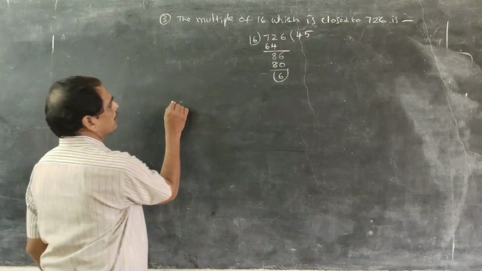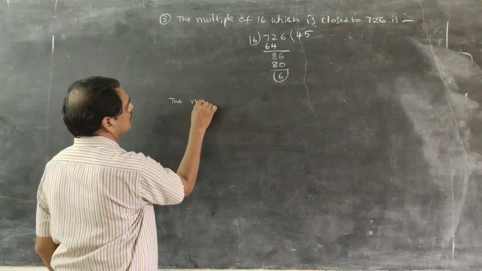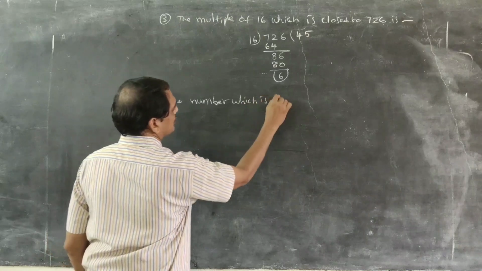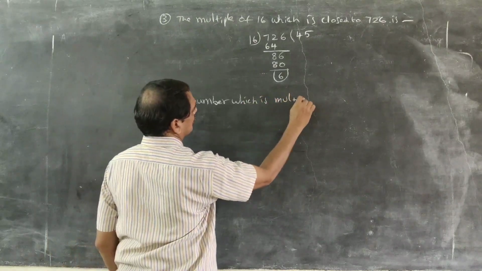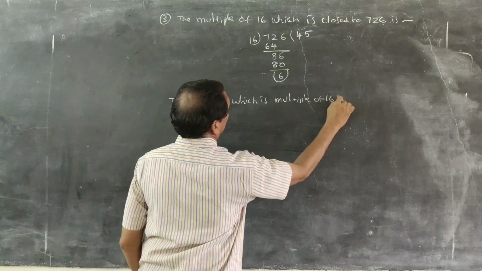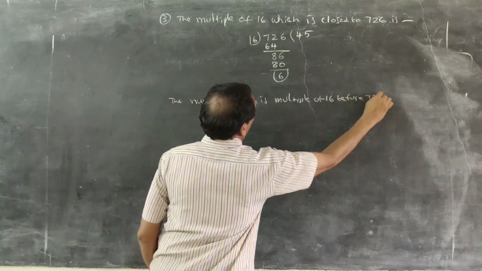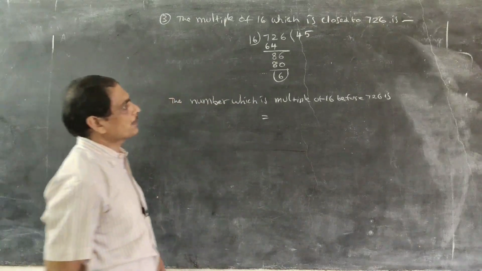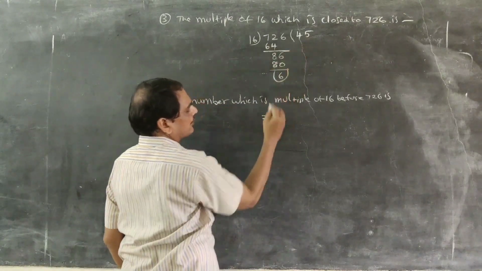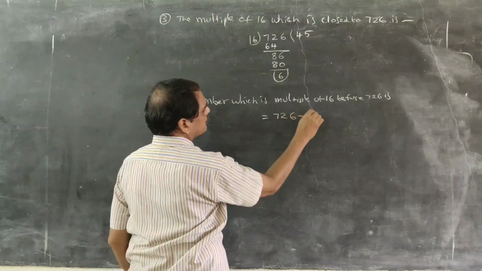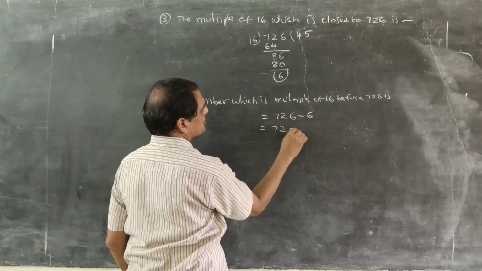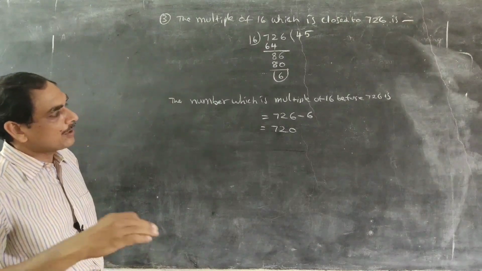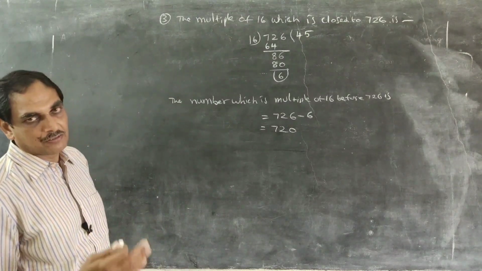Now the number which is a multiple of 16 before 726: to find the before number, we subtract 6 from 726. 726 minus 6 is equal to 720. So 720 is a multiple of 16 before 726.